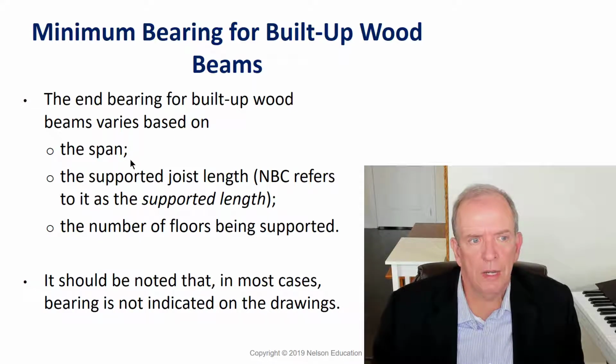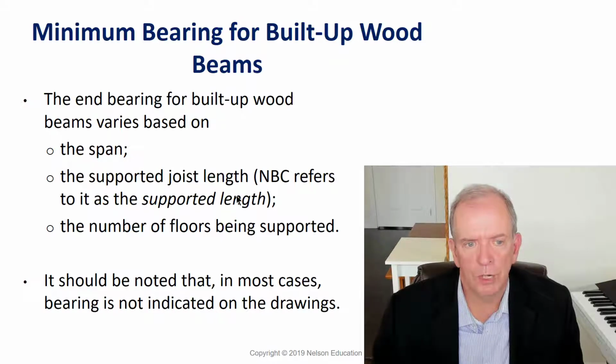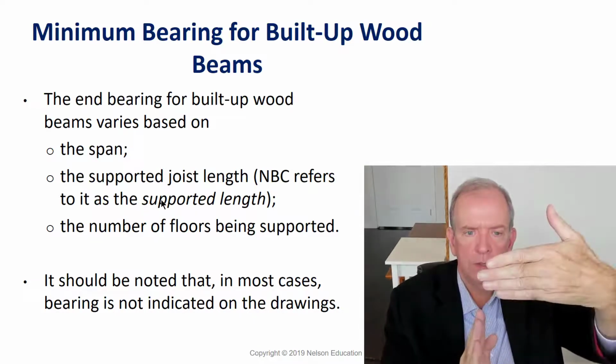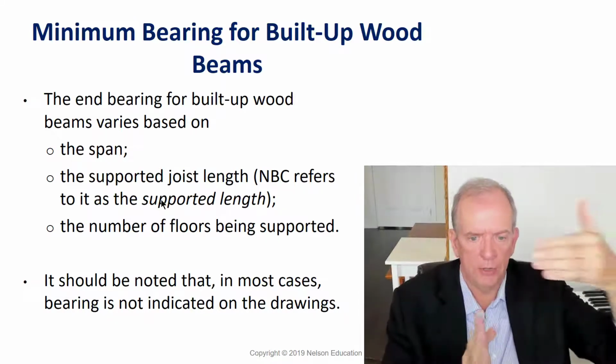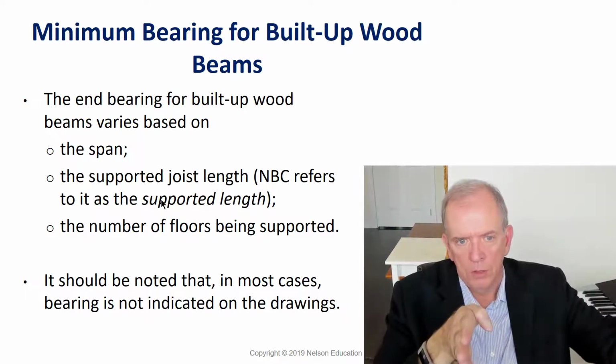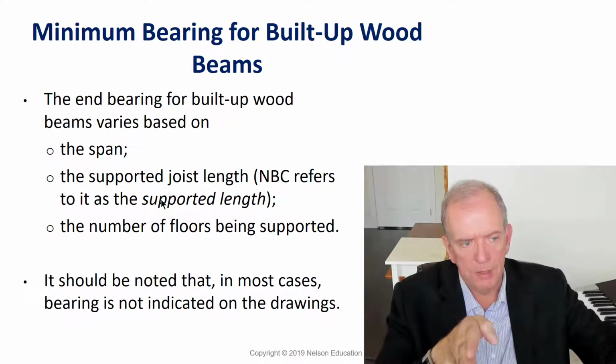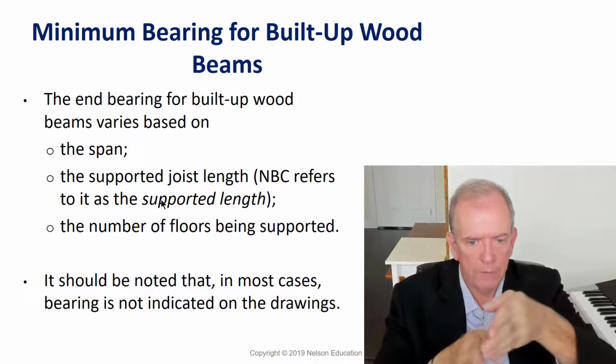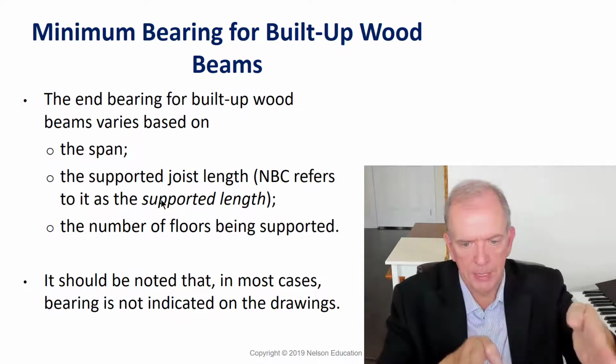The end bearing varies, when we talk about built-up wood beams, depending on the span and what they call the supported joist length, or the supported length, as the building codes require, NBC and OBC. A supported length is, well, I've got a beam going this way. How much of the joist is resting on it? So is the joist that's resting on this beam 16 foot? Well, that would mean, with the joist going from the beam to an outside wall, that 8 foot of that joist is resting on this beam.